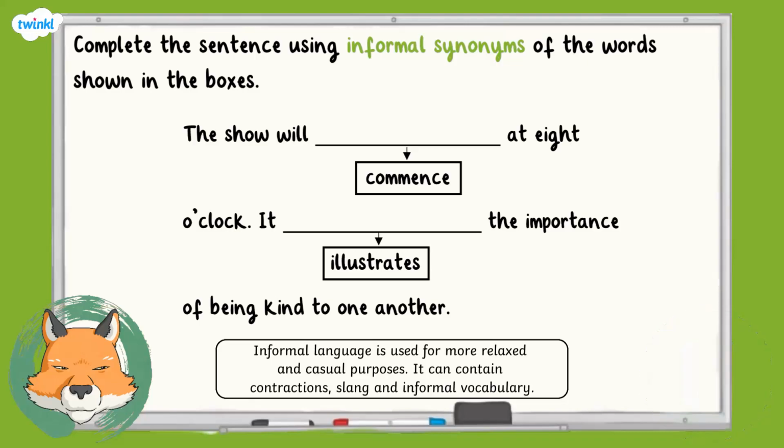Did you manage to think of some informal synonyms for the words in the boxes? Your friends' answers may vary, as there may be more than one response for each word. Instead of commence, you could use start. Instead of illustrates, you could use shows. How did you get on?